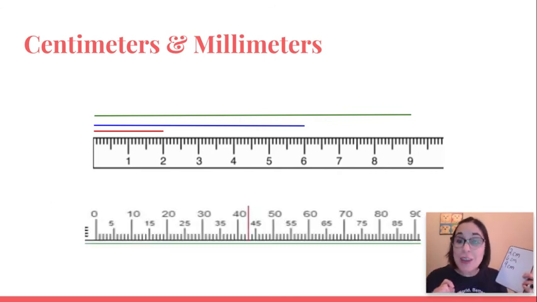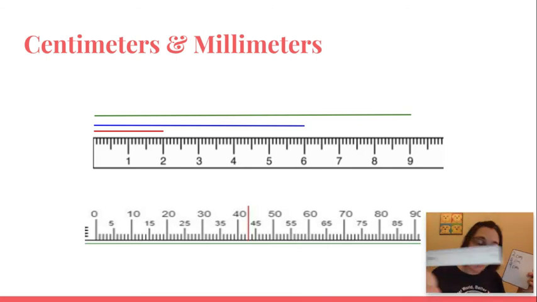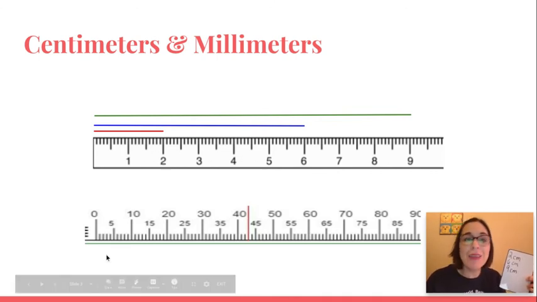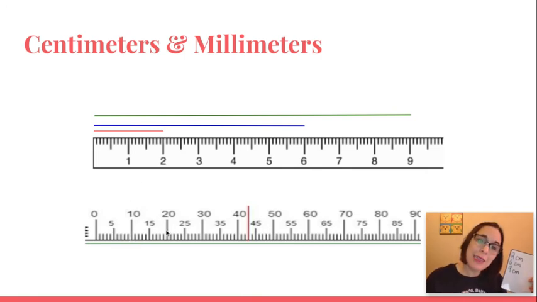So let me show you another ruler. This is more like the ruler. This looks more similar to the ruler you have. And so notice this time, instead of it being labeled to the centimeter, they've labeled it by millimeter. Let's see. 2 centimeters is equal to 20 millimeters. 3 centimeters equals 30 millimeters.